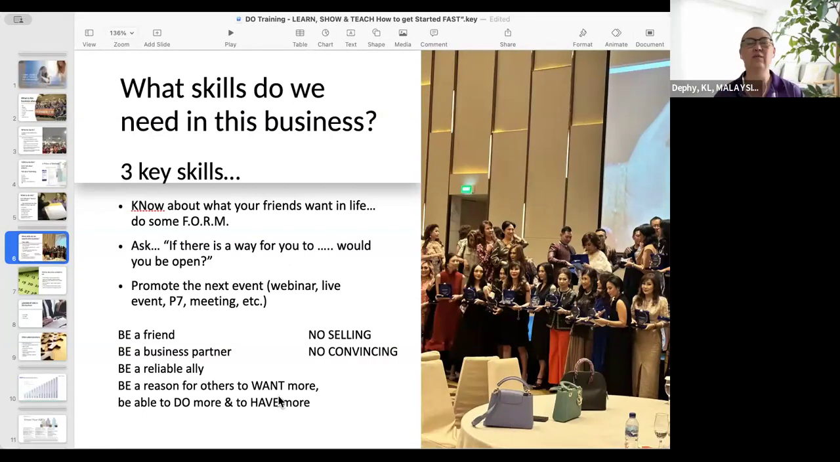So I think these are some of the things to keep in mind. I know I'm going a little bit deep today, but I hope that this information is useful. So what skills do you need? Only three things. Basically, know what your friends want. Ask them if there's a way for them, would they be open? And the third thing is just promote the next event. So let me go to the next one.